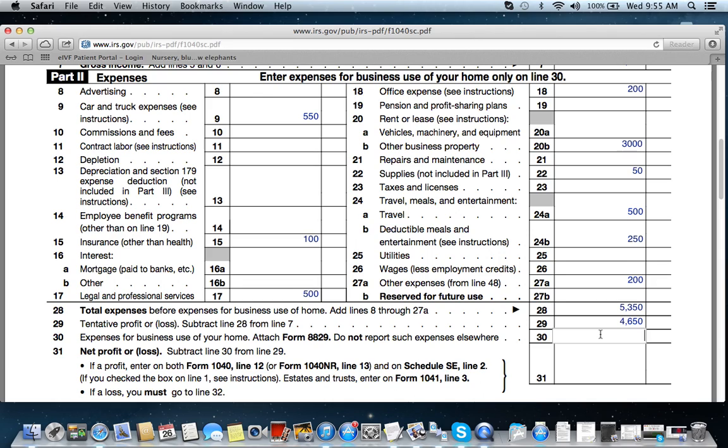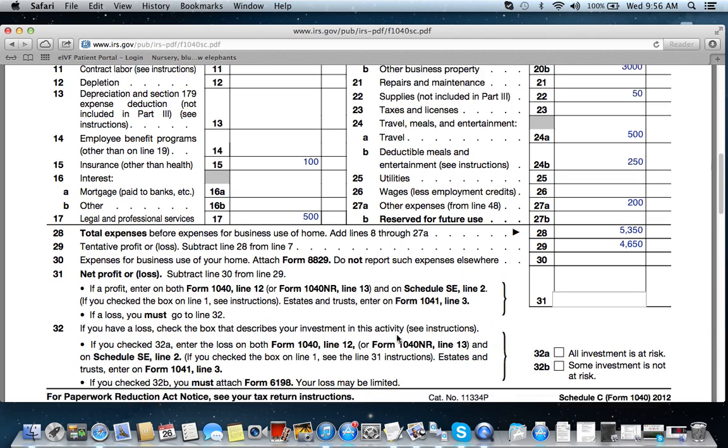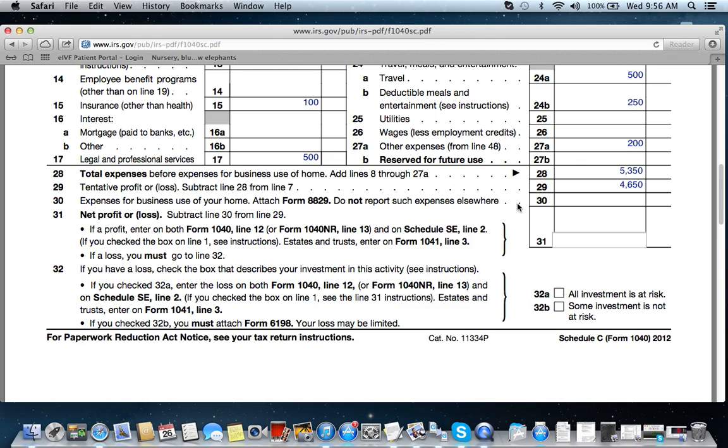Finally, line 30 here, expenses for business use of your home. There's a whole other form you have to fill out for this that automatically takes it over to line 30. You're going to fill out form 8829. And we'll do a separate video on that in the future because that's very confusing as well. But if you fill out that form, it automatically takes it over to line 30 if you're using tax software. And then finally, you come to your net profit, which is going to be, for me, that $4,650. If you had home expenses, it would be subtracted from that. And there you have it.